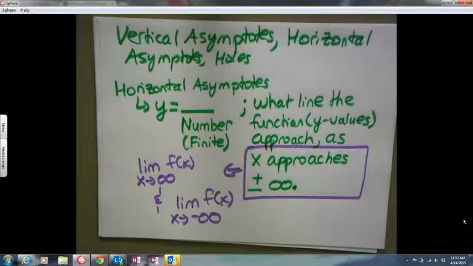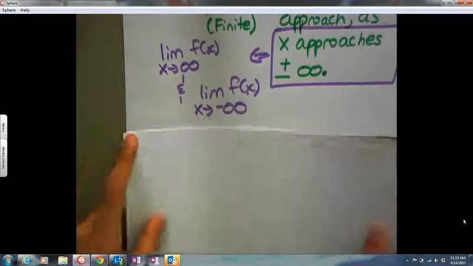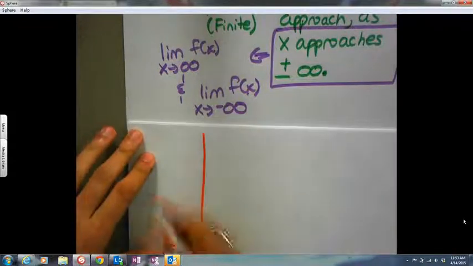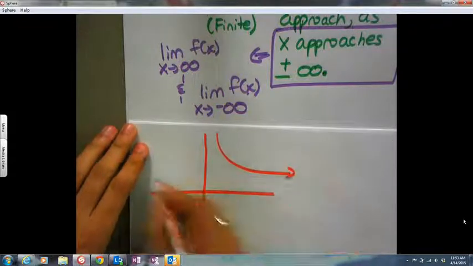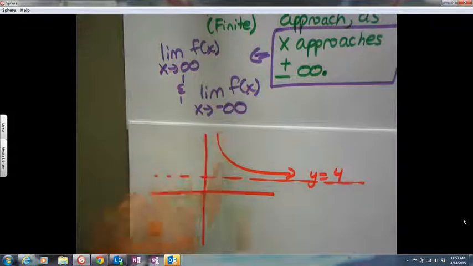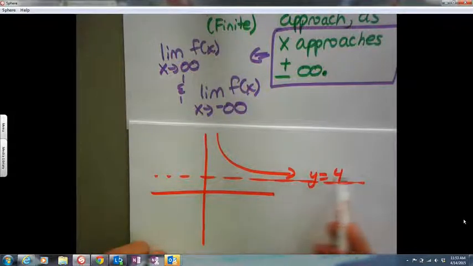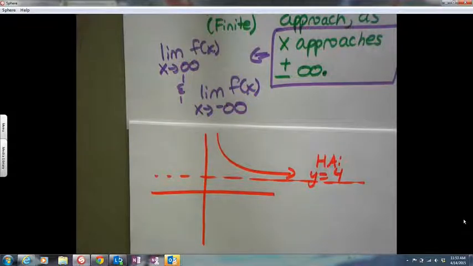Now, what do horizontal asymptotes look like in terms of the picture? So the picture looks like the following. So it looks something like this. So here's a line that the graph is approaching. So as x goes to infinity, the graph approaches y equals 4. That means y equals 4 is a horizontal asymptote. You could have one horizontal asymptote like this.